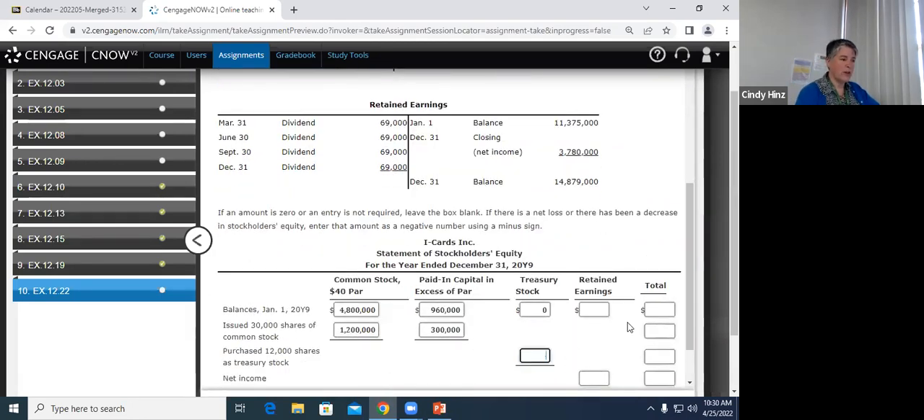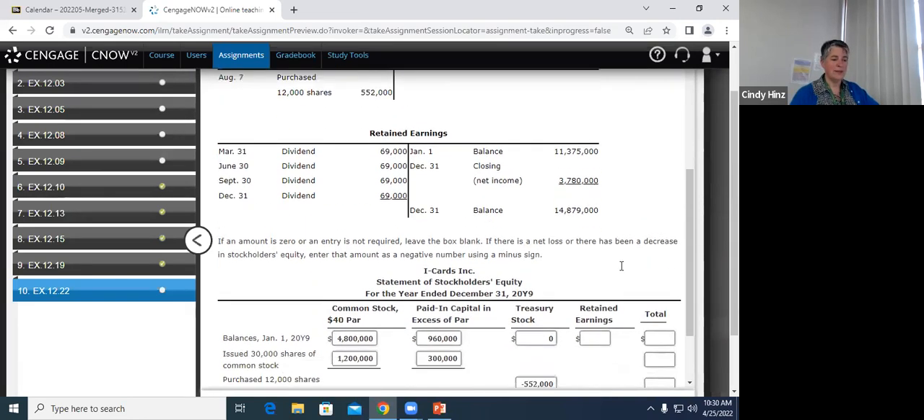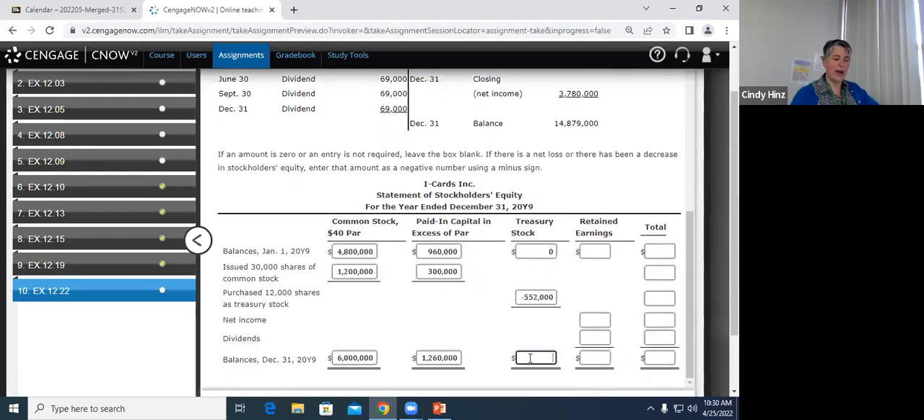We're going to show the treasury stock as a negative number to remind us that that decreases our equity. And again, that's the only thing that happened in that account during the year. It has a debit balance. And so we're showing that as a negative number.